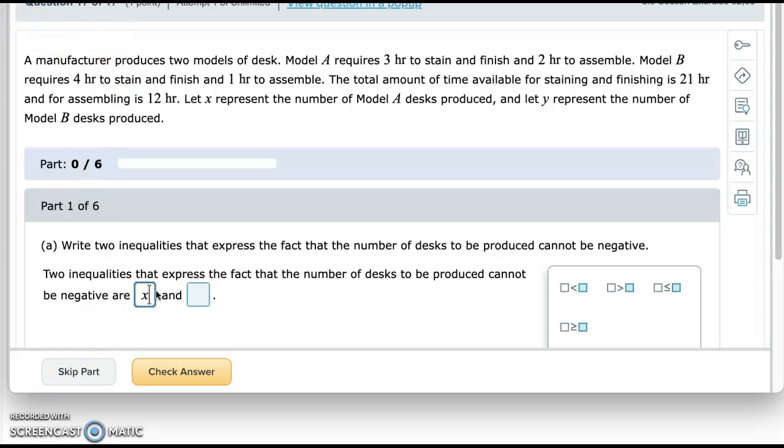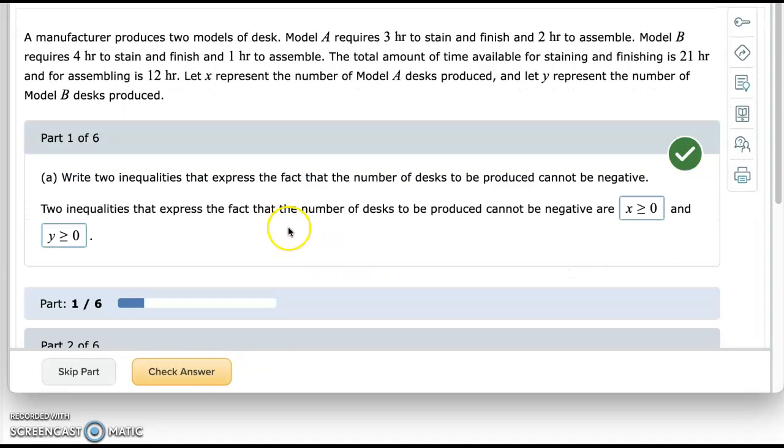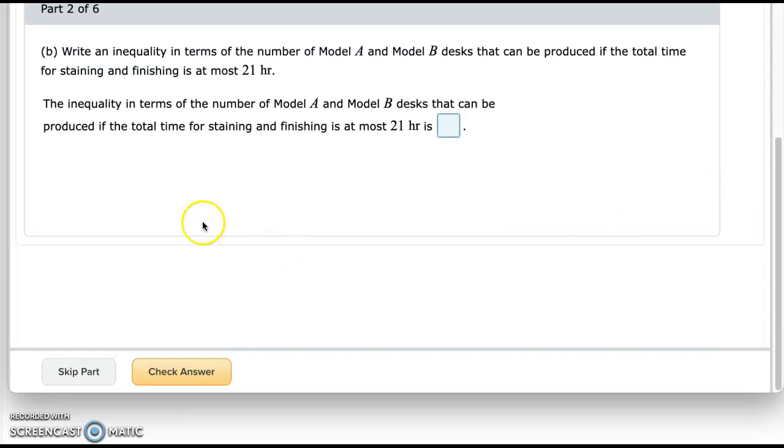So for the Model A desk, we're going to put X, and then we're going to select the greater than or equal to. So that if they can't be negative, then they have to be positive or greater than or equal to 0. So positive or 0. So we want to say greater than or equal to for both of them. So let's hit check answer, and we get a green check mark.